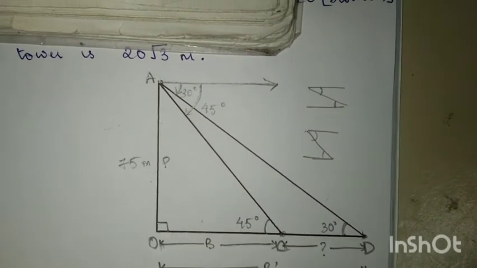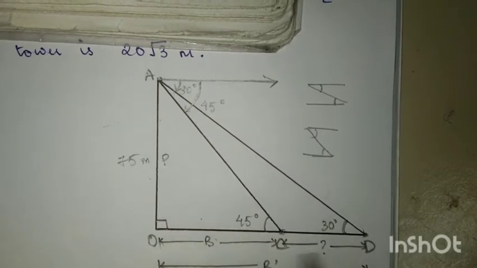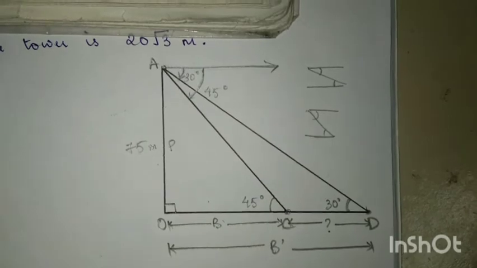Because in order to find the distance between them, we have to find B dash minus B. Oh, so first of all, let's write down what we have.